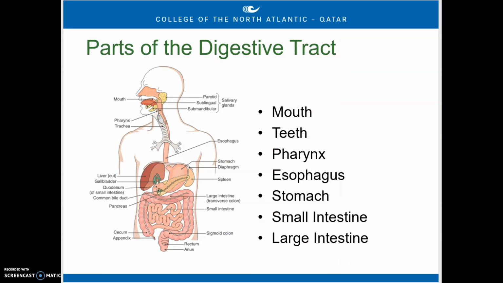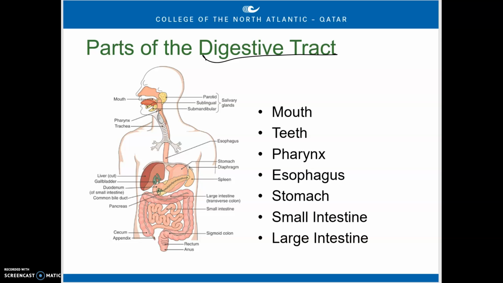Okay, so let's have a look at the parts of the digestive tract. Now, when I say digestive tract, we're talking about the hollow tube that goes from the mouth right through to the anus, okay? There's other parts that are involved in the digestive system, but when we talk about digestive tract, we're talking about, like I said, those organs that the food passes directly through.